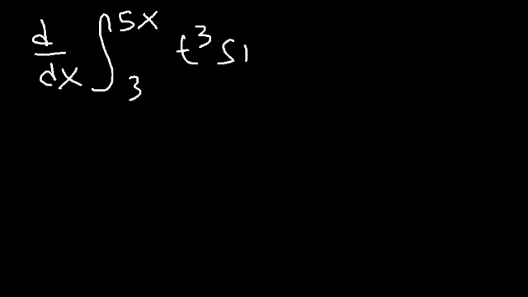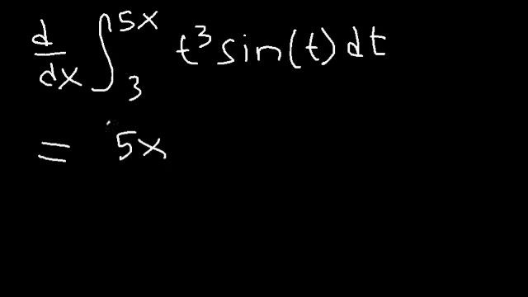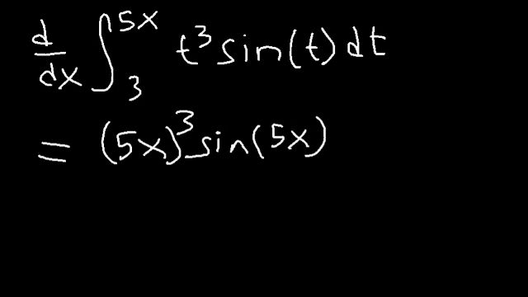Here's another example for you. What is the derivative with respect to x of the integral from 3 to 5x of t cubed sine t dt? So the first thing you need to do is replace t with 5x. So it's going to be 5x to the third power sine 5x. And then multiply this expression by the derivative of 5x, which is simply 5.